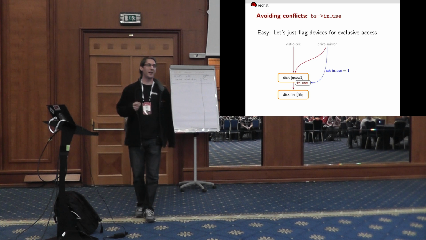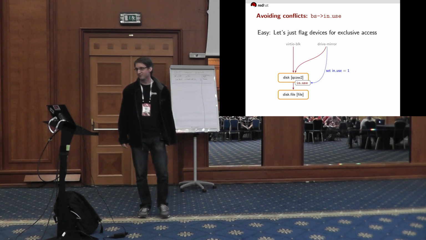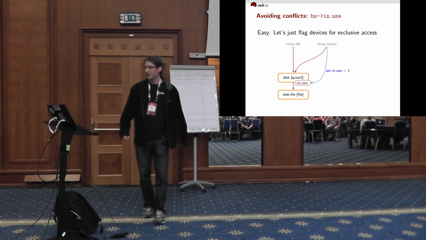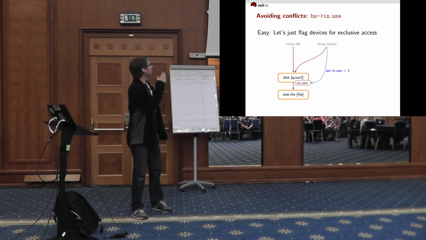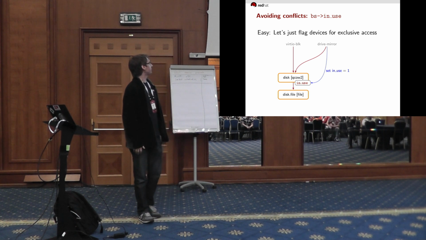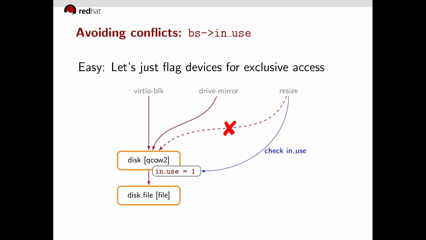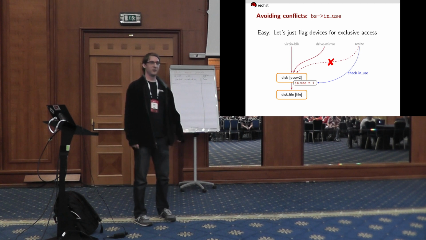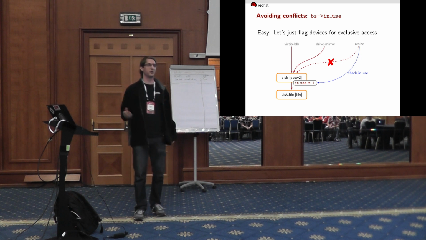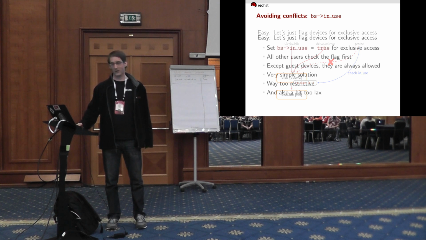So the very first thing we did was we introduced a simple flag at each node, which just told, this is in use, don't touch this. And actually, I think I just skipped some slides. So if we start a merge job, we set the flag in use. And then if we say in the monitor, I want to resize this image, the resize command would first check, is this image in use? If it's in use, we don't do it, we return an error. And well, there's no conflict.